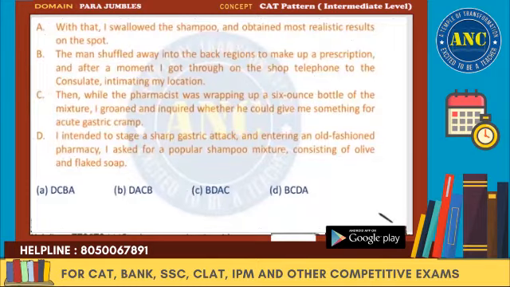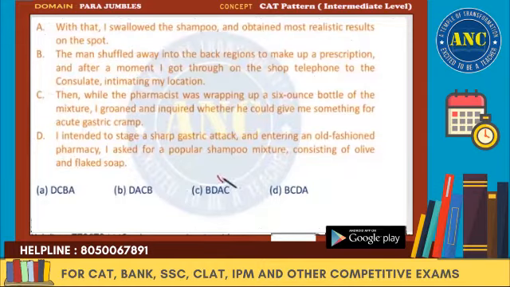"The man shuffled into the bag." Which man are we talking about? We don't know. So it can't start with B either. "Then, while the pharmacist was wrapping..." you can't start with then, because that means that something else happened and then this is happening. So the only way in which you can start the entire paragraph is with D, which says, "I intended to stage a sharp gastric attack, and entering an old-fashioned pharmacy, I asked for a popular shampoo mixture consisting of olive and flaked soap." So this is a good way of starting the passage or a paragraph.